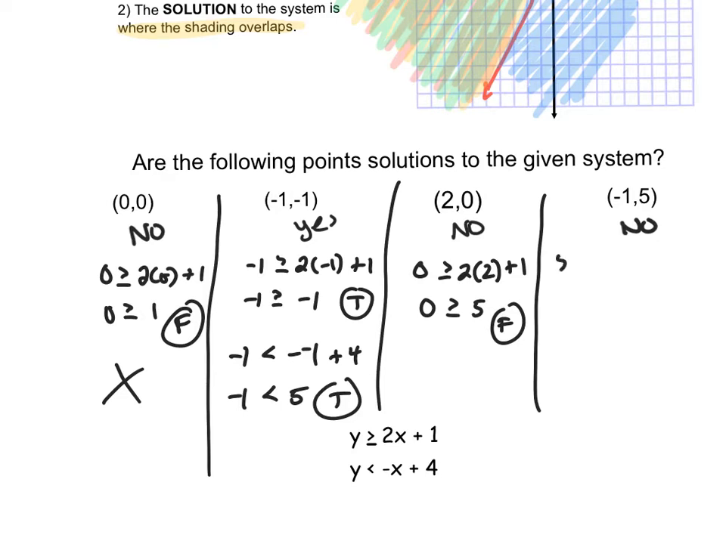So we've got 5 is greater than or equal to 2 times -1 plus 1. So that's 5 is greater than or equal to -1. And that's true. So now we have to test the second one.